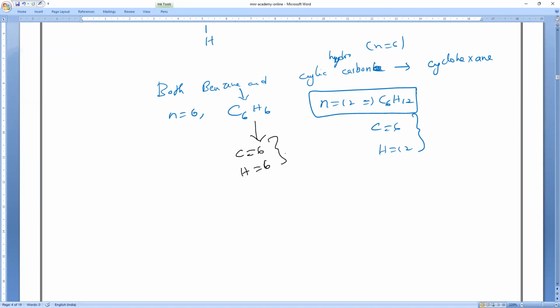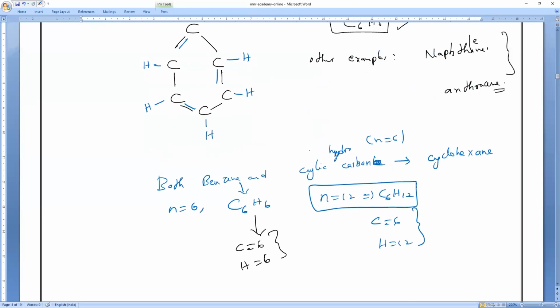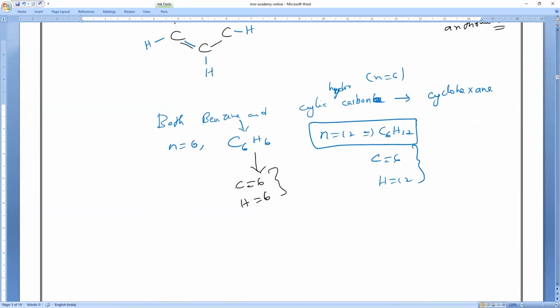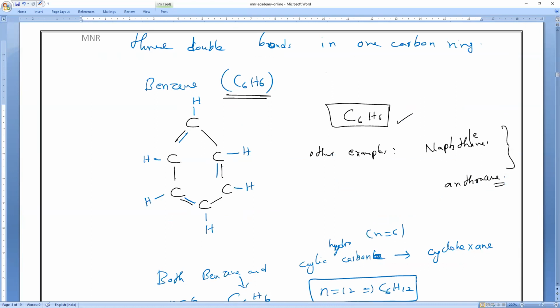Now, one more thing you have to remember. In cyclohexane, 2 hydrogen atoms are bonded with each carbon atom. Cyclohexane, each carbon is bonded with how many hydrogens? Respond, everybody. 2 hydrogens. Am I right or wrong? But in benzene, each carbon is bonded with how many hydrogens? One hydrogen.